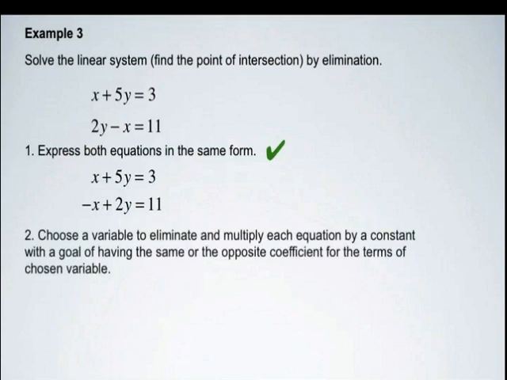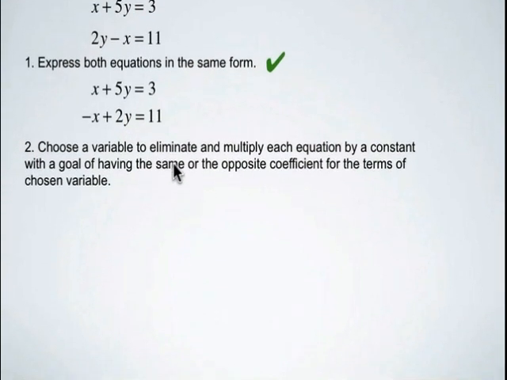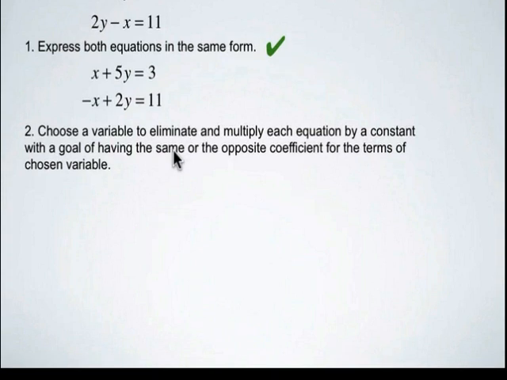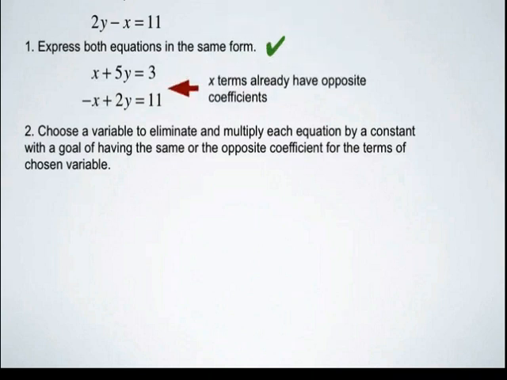So next we have to choose which variable we want to eliminate and multiply if necessary so that we have the same or the opposite coefficients for our chosen variable that we're trying to eliminate. So here you'll notice the x terms already have opposite coefficients, so we're done here.